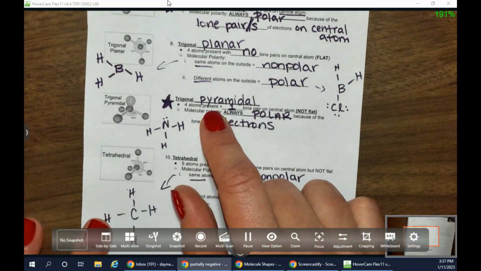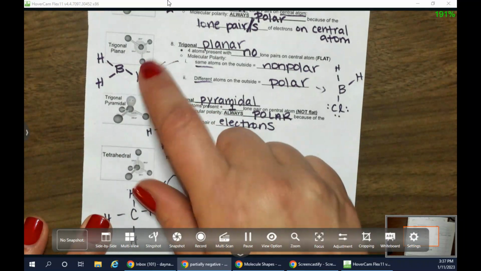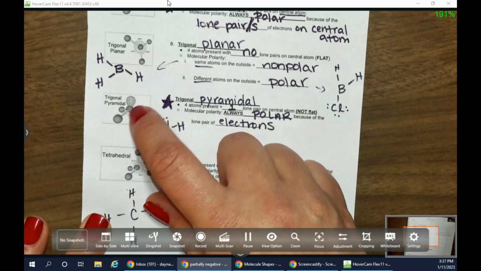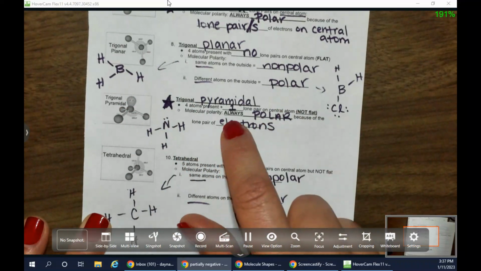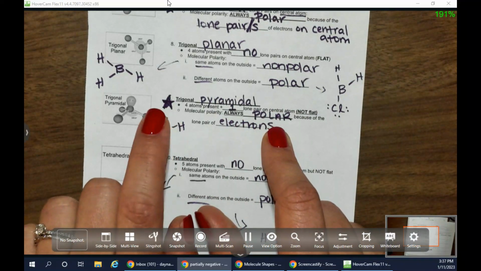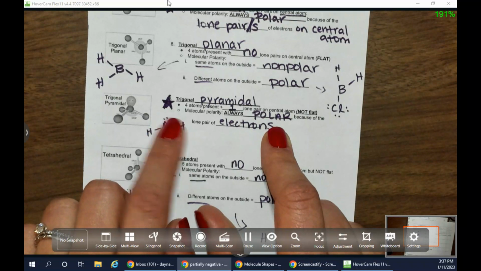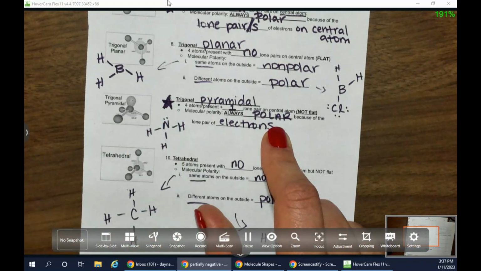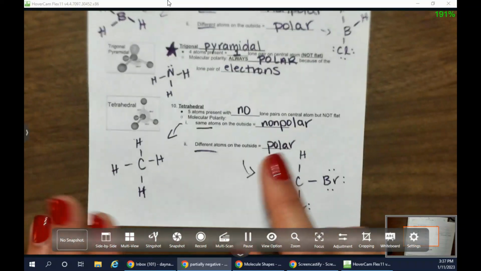So trigonal pyramidal had four atoms present again, so it was similar to this one, except now we have a lone pair sitting on the top. Because of that lone pair, this one is always polar, so put a star next to that one. You can rely on it always being polar, so you don't have to really think about it. The minute you know it's trigonal pyramidal, it's a polar molecule. An example of that would be ammonia, NH3.